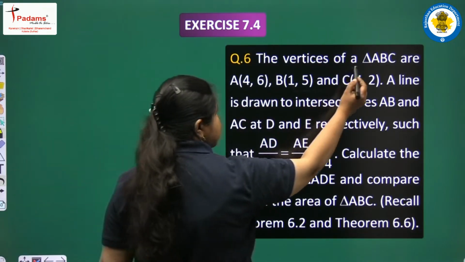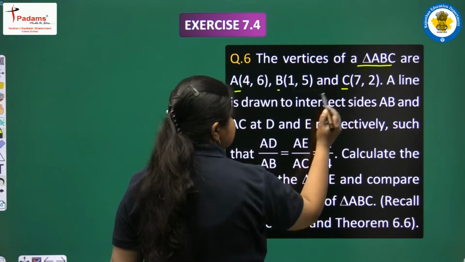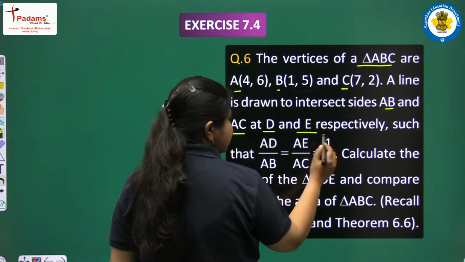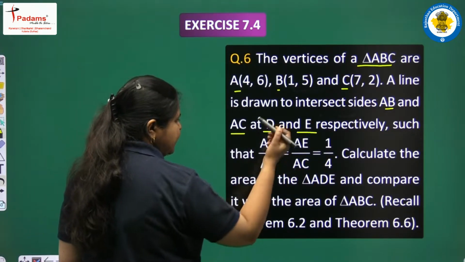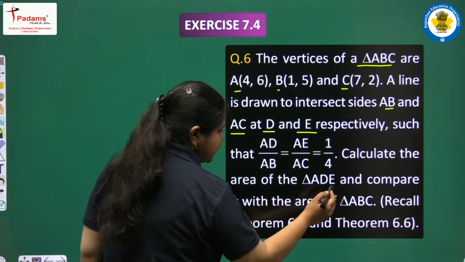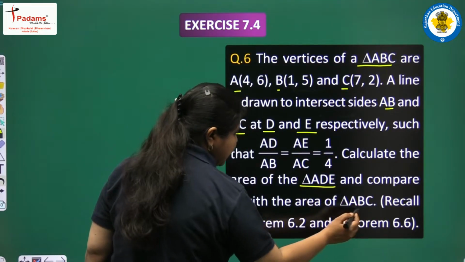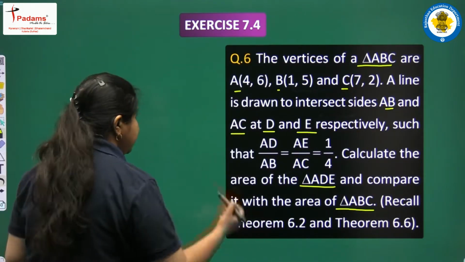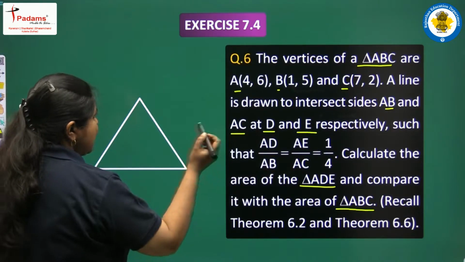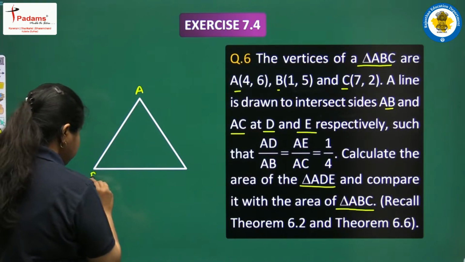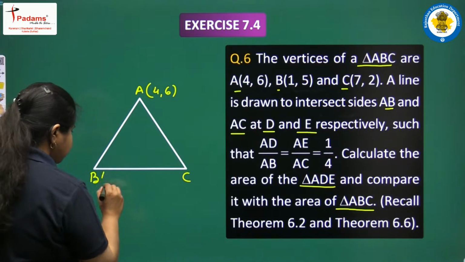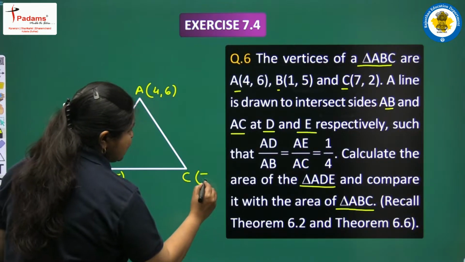The vertices of a triangle ABC are A, B and C with given coordinates. A line is drawn to intersect sides AB and AC at points D and E respectively such that AD upon AB is equal to AE upon AC equal to 1 by 4. Calculate the area of the triangle ADE and compare it with the area of triangle ABC. So here we are talking about one triangle. Let this be the triangle and its vertices have been given as A, B and C. The coordinates of vertices are 4, 6, 1, 5 and 7, 2.